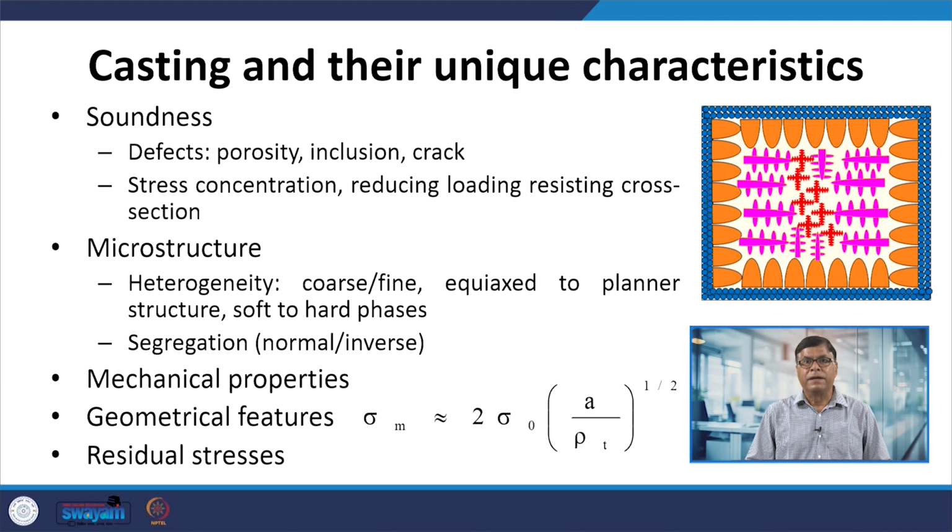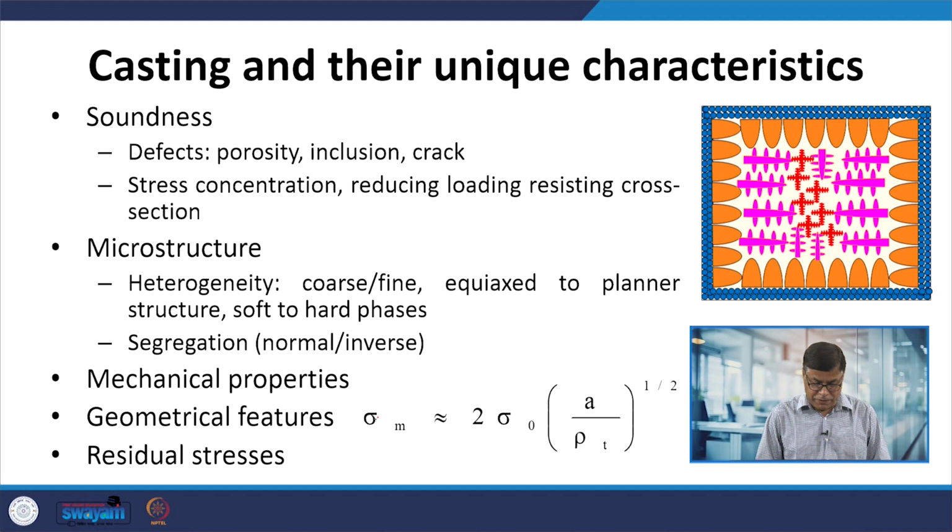Okay. So, how to quantify how much increase in stress will be occurring in presence of the defects? There are two ways by which the failure is encouraged due to the defects in casting. One, presence of defect reduces the load resisting cross sectional area, and the second, whenever the defects are present, they will be increasing the actual stresses due to the stress concentration.